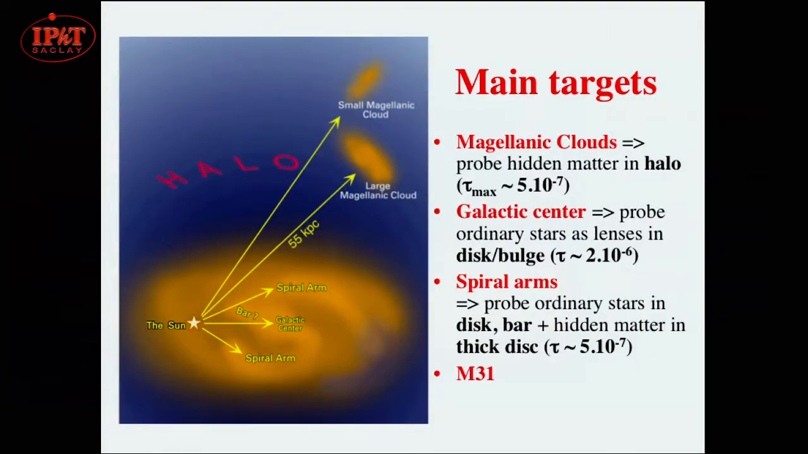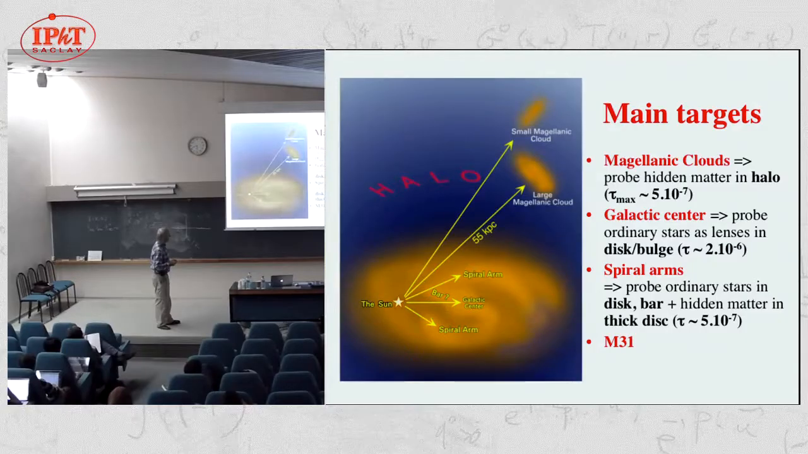So the main targets that have been monitored so far by the microlensing surveys are, first, historically, the Magellanic Clouds. To go through the halo and directly go out from the galactic plane, so you only probe the galactic halo. The Galactic Center, where you can be sensitive to all the small stars that are between the Galactic Center and the Sun. Spiral arms, which are within the galactic plane but far from the Galactic Center.